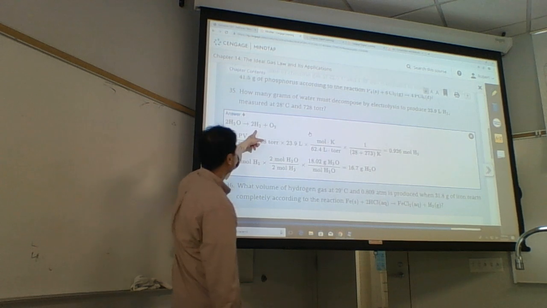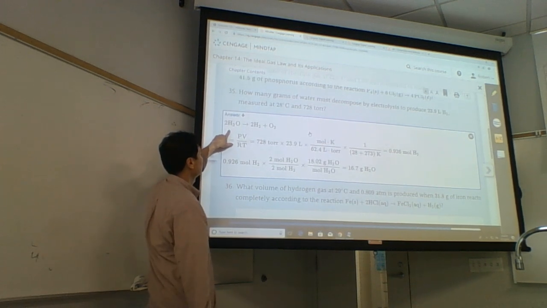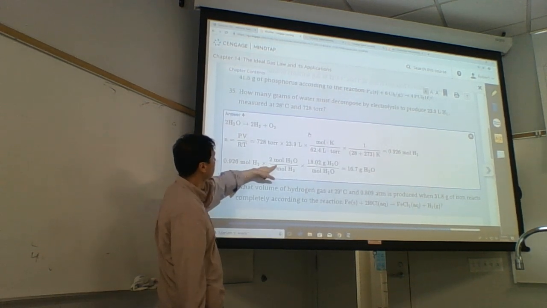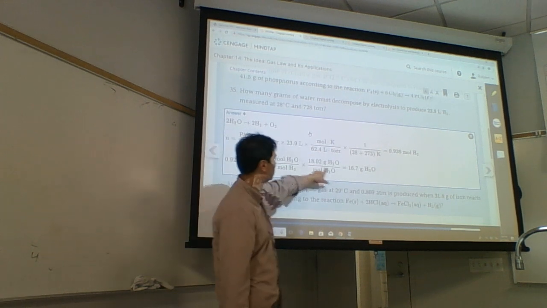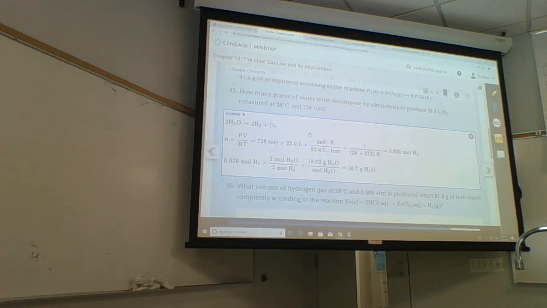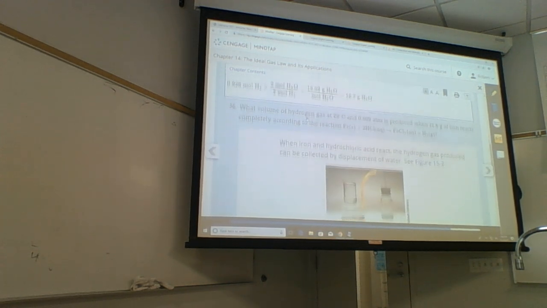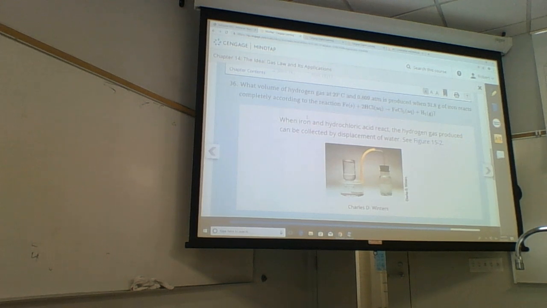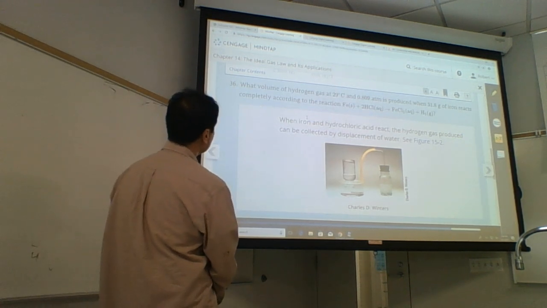Once we have the moles of hydrogen, then we'll go moles of hydrogen to moles of water, and then moles of water to grams of water. We get that there. So just standard stoichiometry problems, just with the additional step of going from liters to moles or moles to liters.